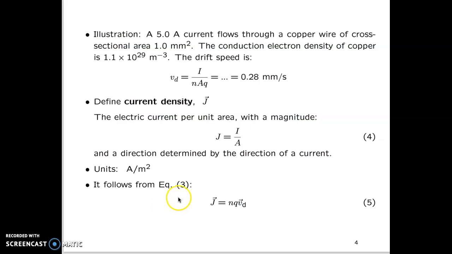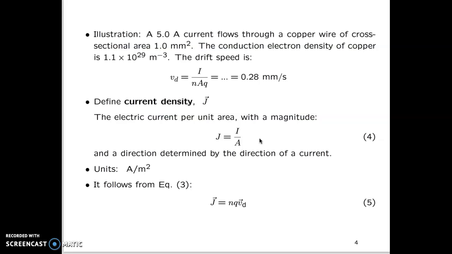So the next quantity that I want to define is the current density. Current density is this quantity J. It's a vector. The direction of this vector, the direction of the current density, is simply the direction in which the electric current is moving. The magnitude of J is defined as the current per unit area, I divided by A, as here in equation 4.